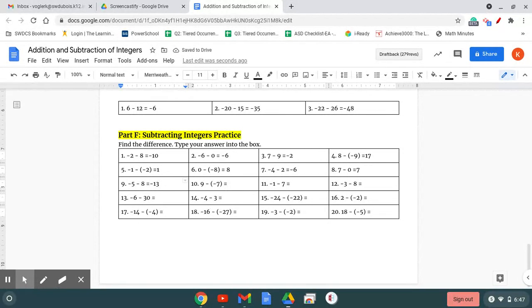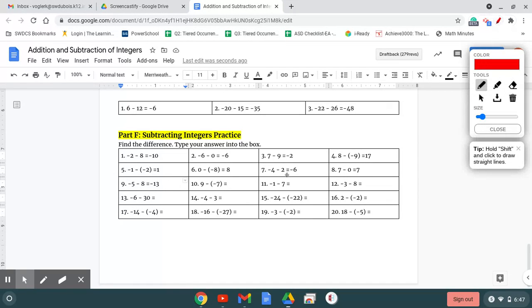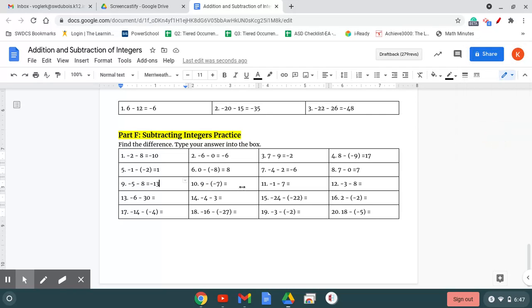All right, number 10, try it on your own. Okay, for this one, you should have realized we have 2 negative signs touching. When we have 2 negative signs touching, we turn them into a positive. So we have 9 plus 7, and then we just add 9 plus 7, 16.